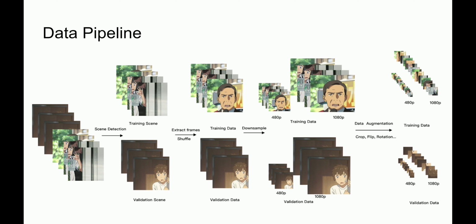This is our overall data pipeline. First, we split up the video into small video segments using FFmpeg scene detection and build the dataset over it. Each video segment includes only one scene. Next step, we extract frames from video segments with different resolutions. Finally, we could apply some data augmentations to improve our data diversity.